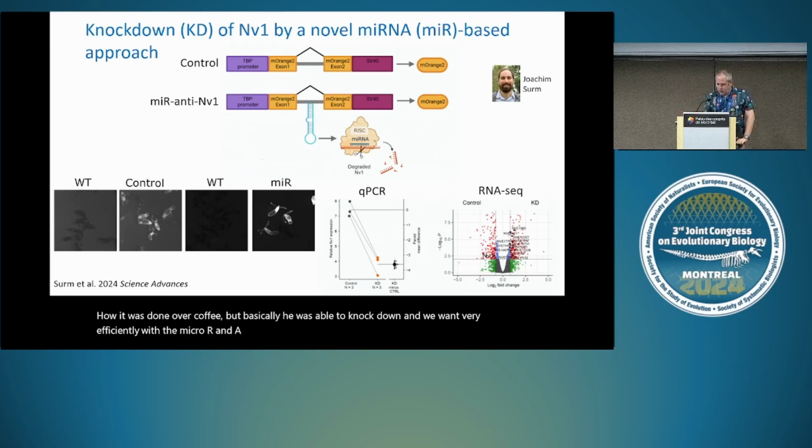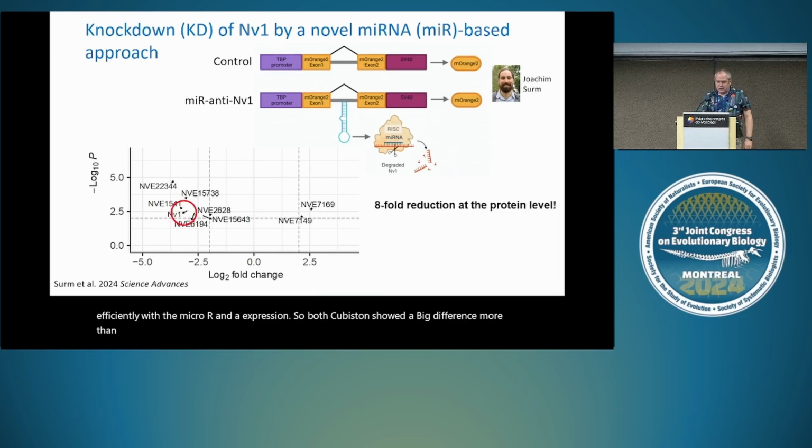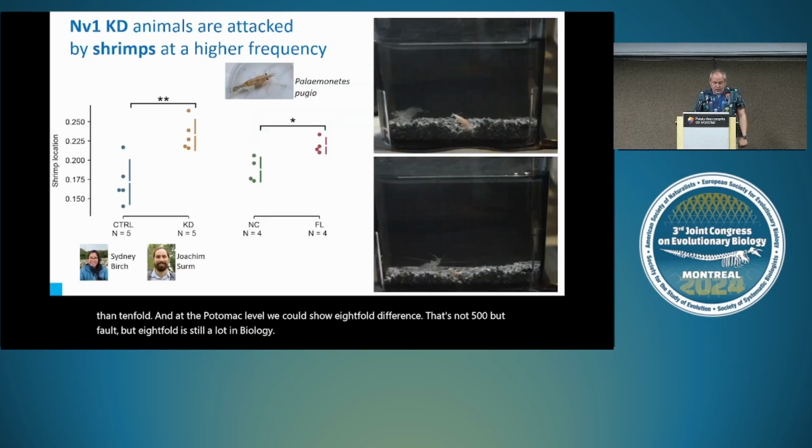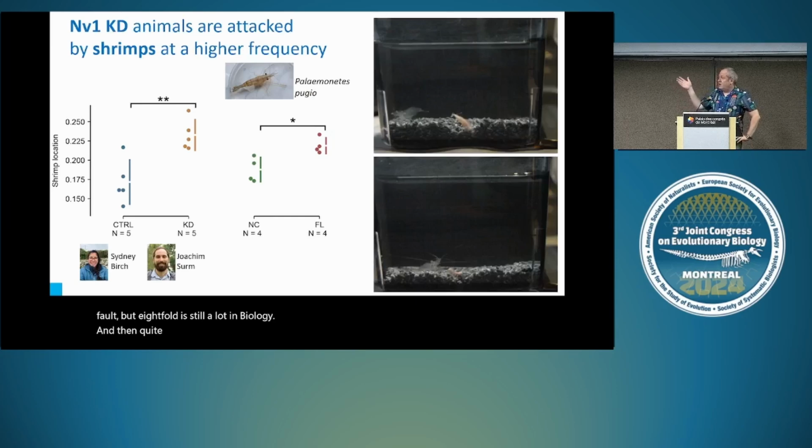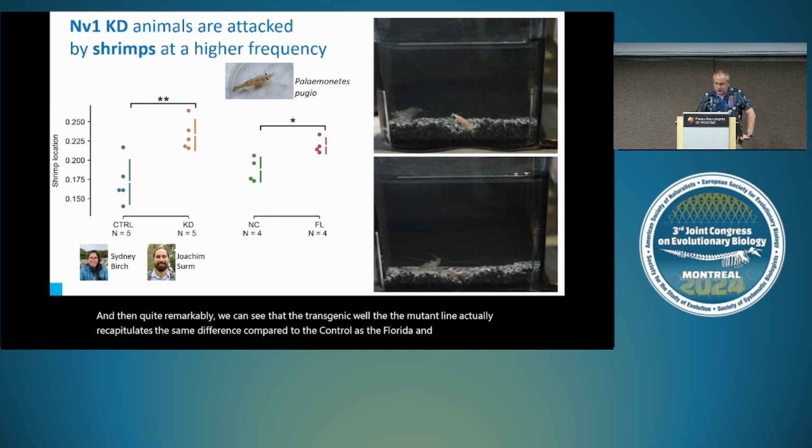So both qPCR and RNA-seq showed a big difference, more than 10-fold, and at the proteomics level, we could show an 8-fold difference. That's not 500, but 8-fold is still a lot in biology. And then, quite remarkably, we can see that the transgenic, well, the mutant line actually recapitulates the same difference compared to the control as the Florida and the North Carolina lines. You can see the graphs here, it's significant, but I think it's much more impressive to actually see the videos.